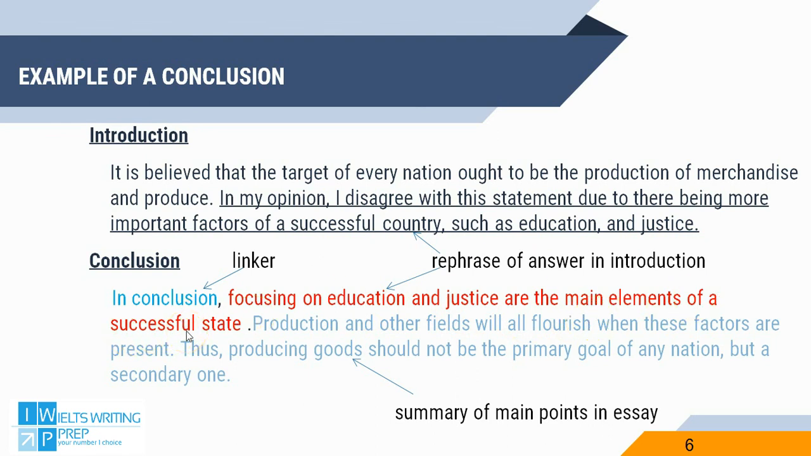So we rephrase the answer there, and then we introduce a summary of the main points that were in the body of the text. Here it is: production and other fields will all flourish when these factors are present. Thus, producing goods should not be a primary goal of any nation, but a secondary one.